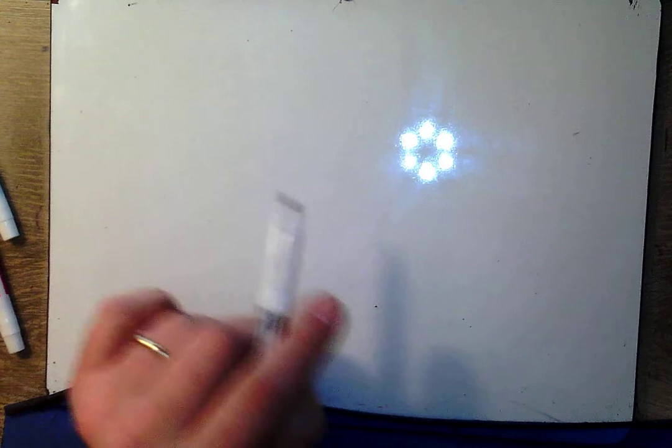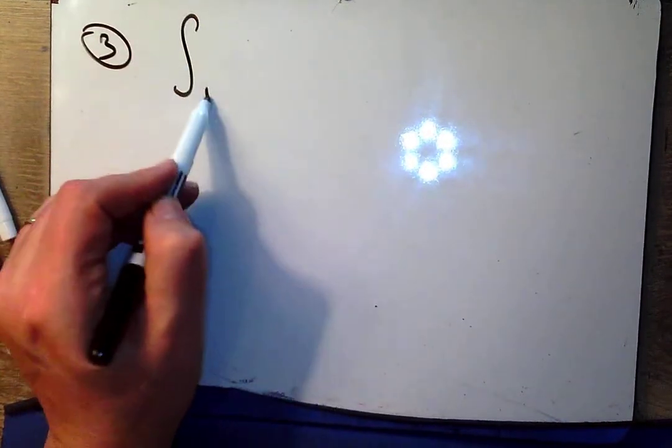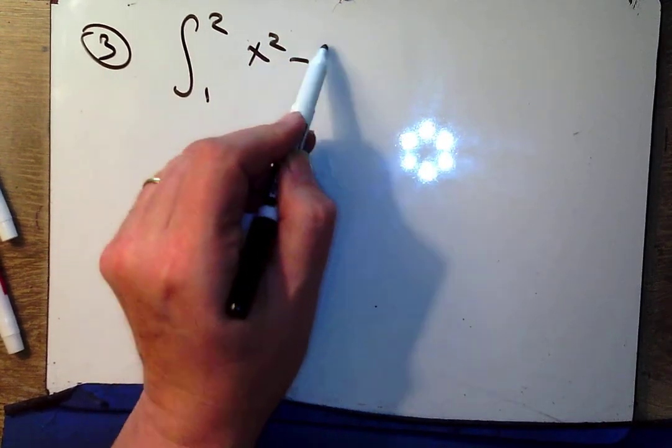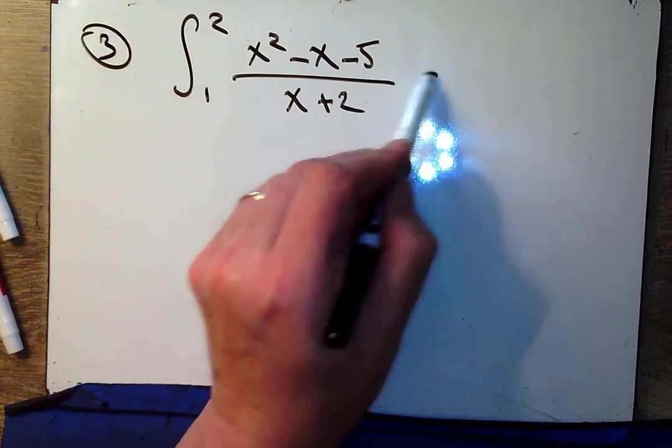Okay, you might want to watch that again, but maybe you want to actually just take a look at number 3 when we do that. 3 is the integral from 1 to 2 of x squared minus x minus 5 over x plus 2 dx.